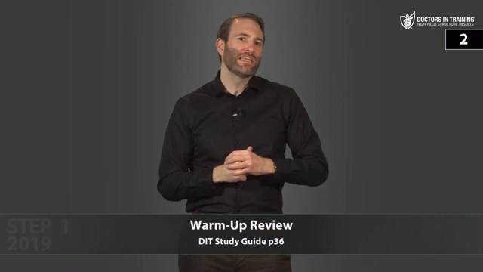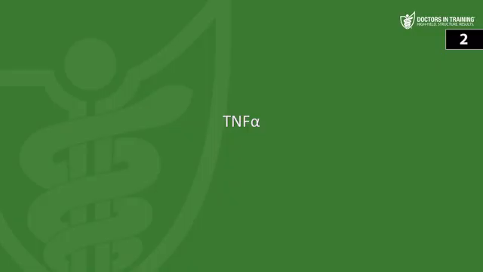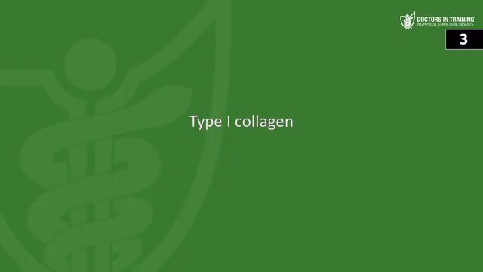Next question. Which cytokine is particularly important in maintaining granulomas? The answer here is going to be TNF-alpha. Next question. Which type of collagen is typically deficient in osteogenesis imperfecta type 1? It's going to be an abnormality of type 1 collagen.